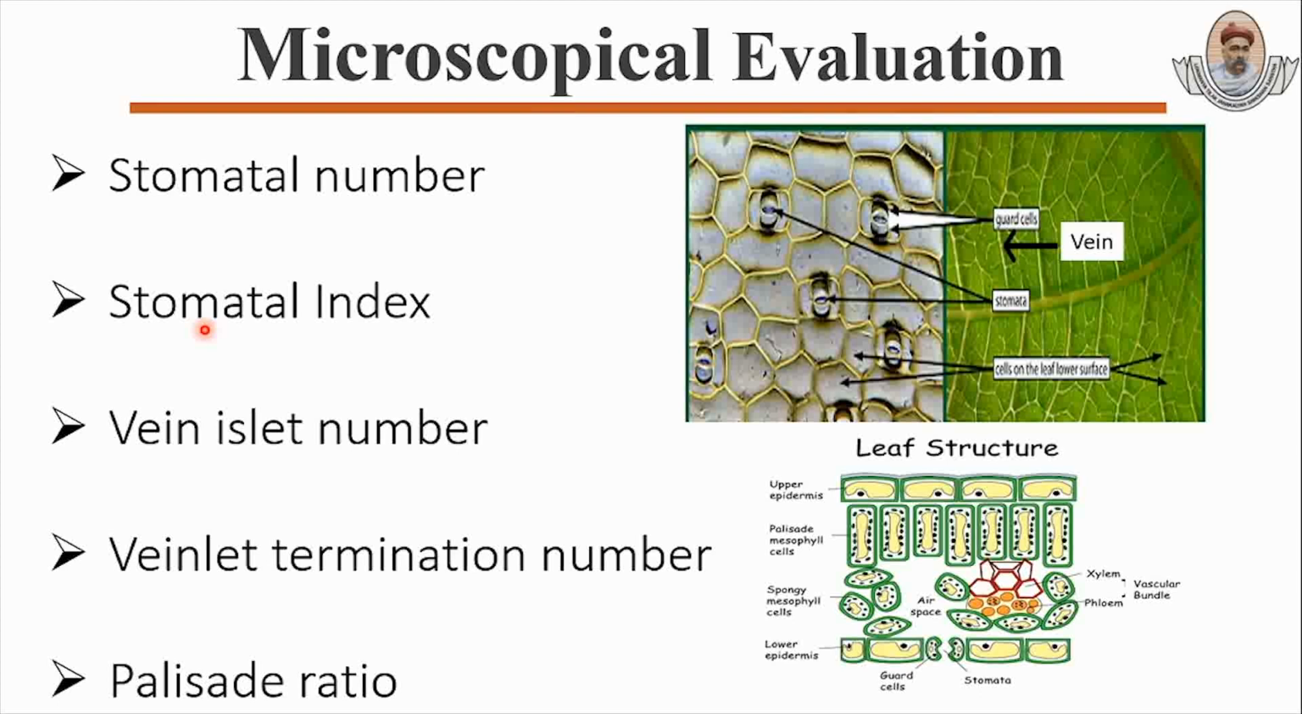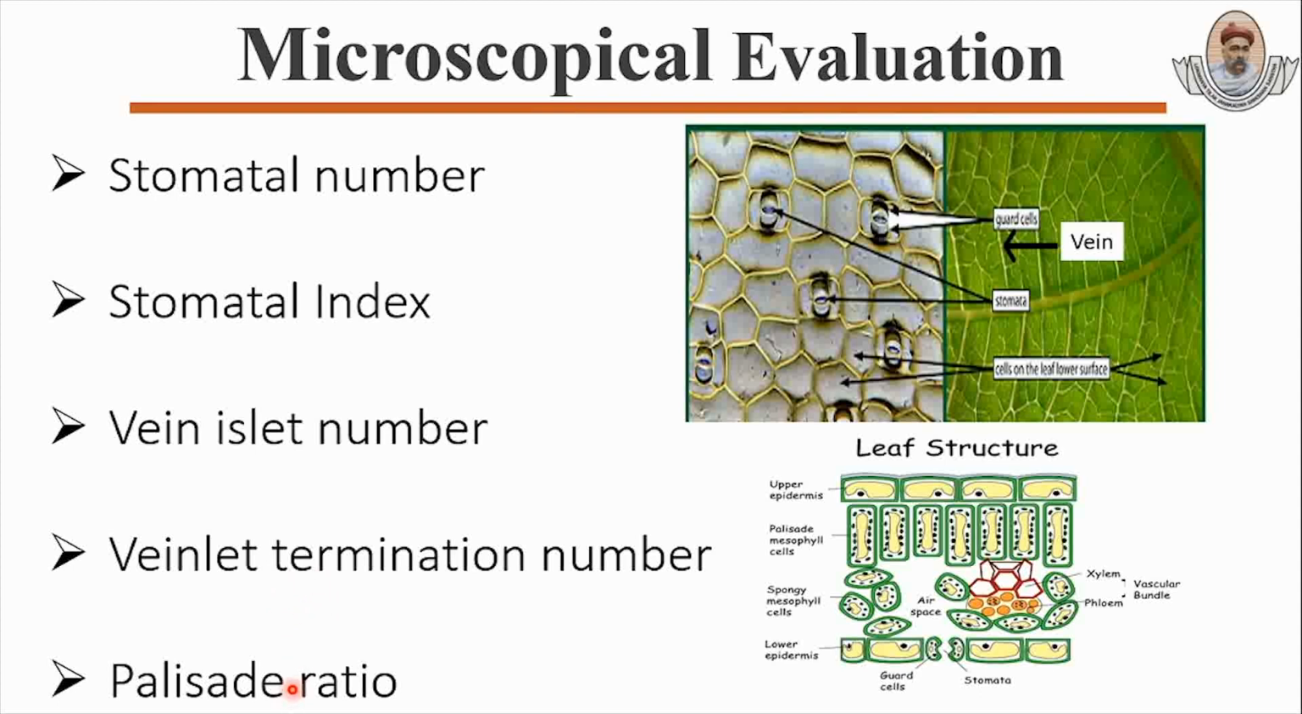Stomatal index is nothing but the number of stomata cell present per square mm of leaf surface with respect to epidermal cell. Similarly, vein islet number, these are nothing but the veins as mentioned here. Vein islet number, it is the number of veins which are measured or counted in given 1 square mm of leaf surface. Similarly, vein termination number, it is the number of veins which are terminated in given per square mm of area of leaf surface.